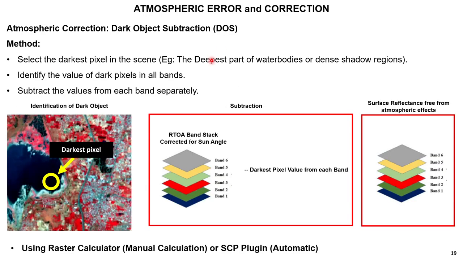Then identify the darkest pixel in all bands. We need to compare all the bands and pick one pixel which is very close to 0. That's why I have not put a point here, I have put a circle. We will find the average value of this small area across all the bands. For each band we will find the darkest value and subtract it with respect to the corresponding band. So it is on a per-band basis. Yes, per band. And then finally we will get the result.